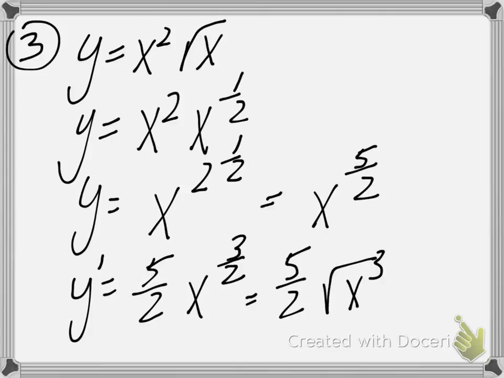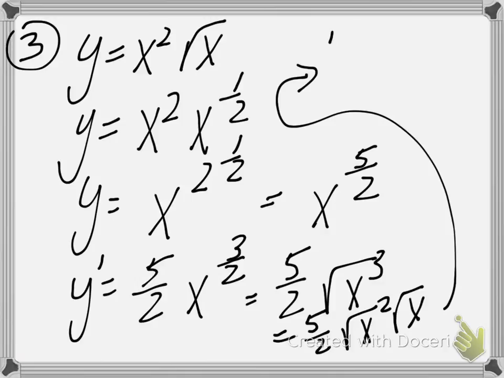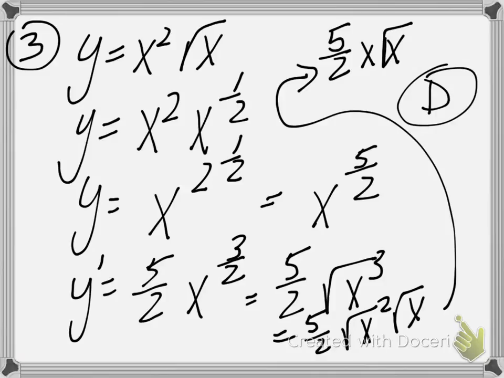this. And then just thinking about the last problem that we just did, it can simplify to this, and that will simplify to this, which is choice D. And that completes sheet 7829.